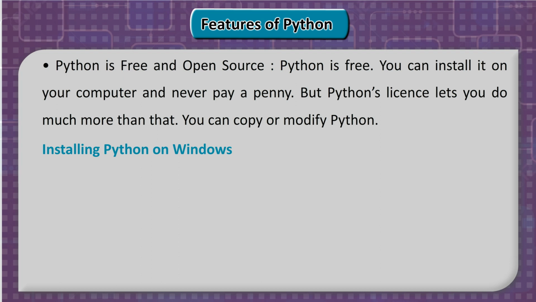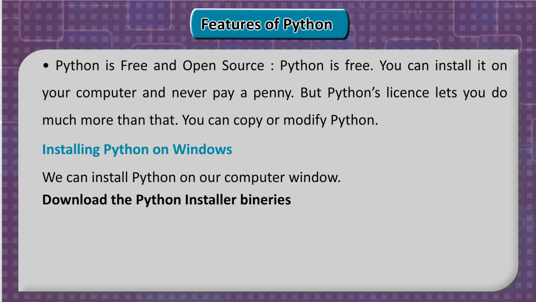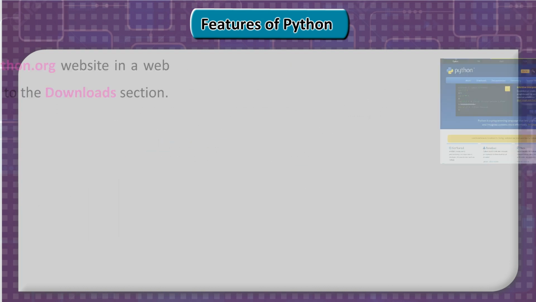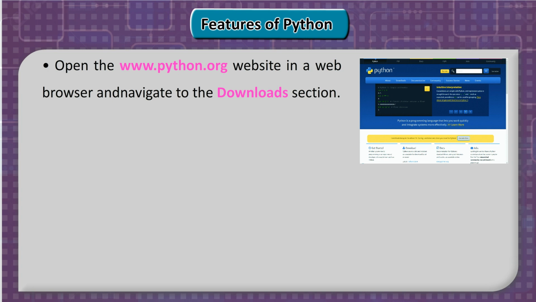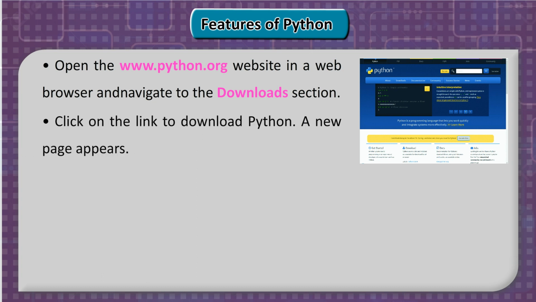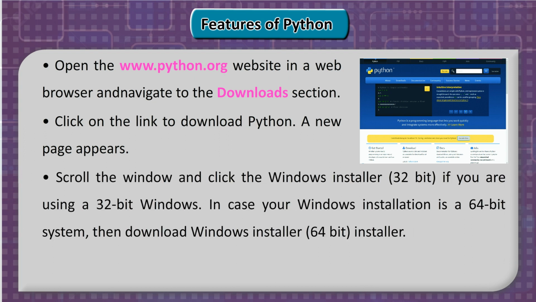Installing Python on Windows. We can install Python on our Windows computer. Download the Python installer binaries. Open the www.python.org website in a web browser and navigate to the download section. Click on the link to download Python. A new page appears. Scroll the window and click the Windows Installer, 32-bit, if you're using a 32-bit Windows. In case your Windows installation is a 64-bit system, then download the Windows Installer, 64-bit.